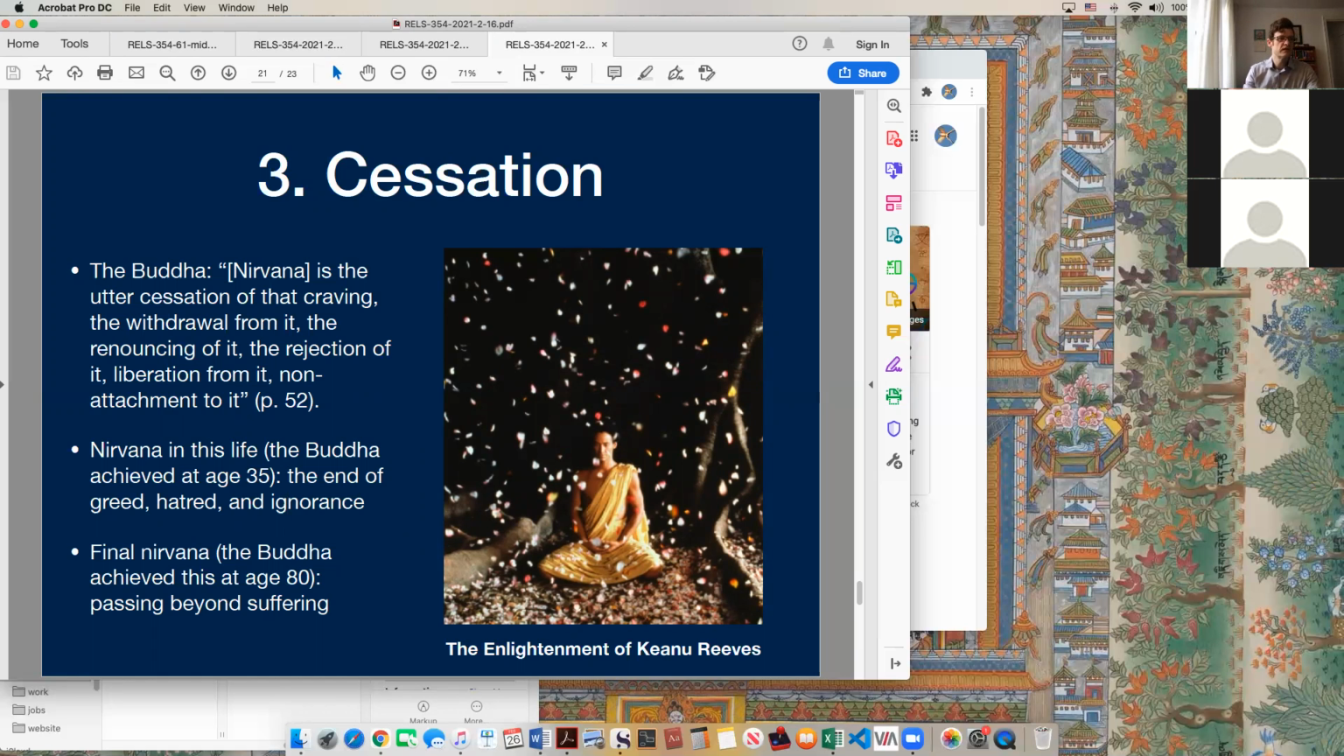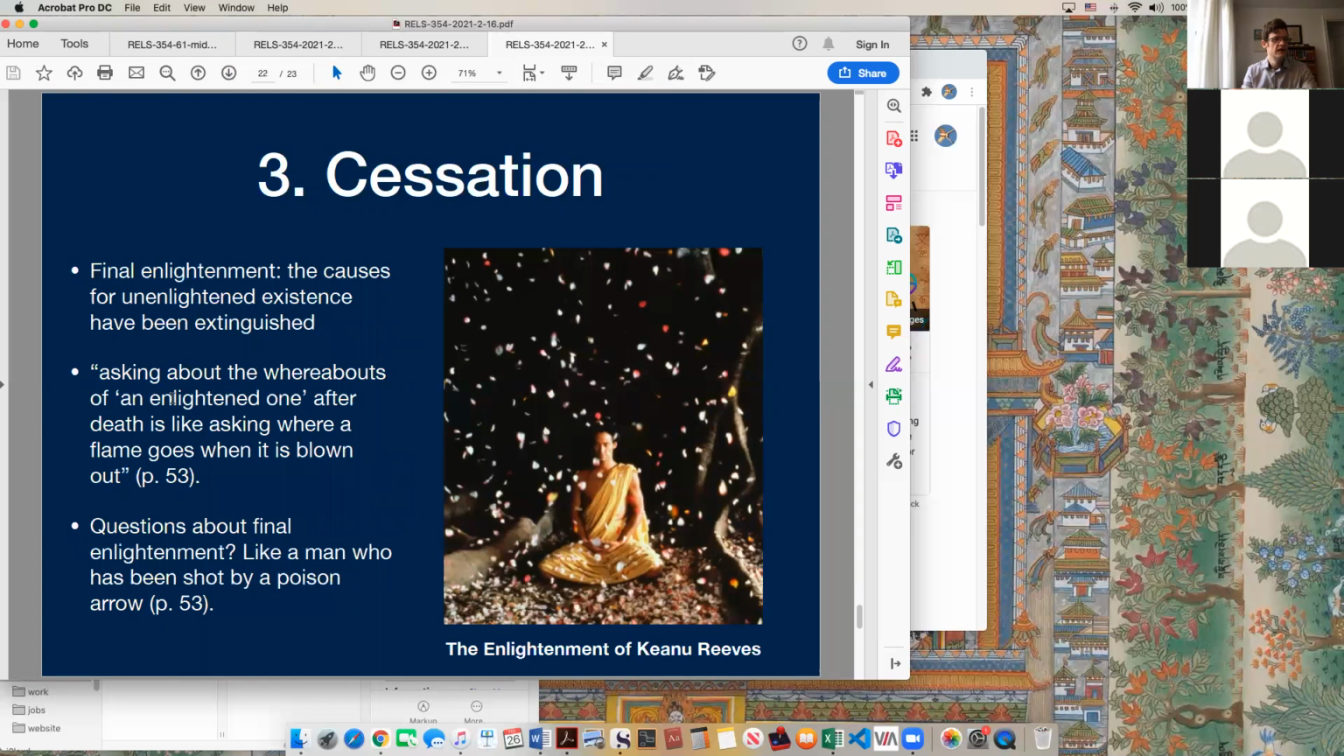He's really beyond suffering. The cessation of craving, withdrawal from it, renunciation of it, liberation from it, non-attachment to it. So after that, he's gone, like blowing out the candle. We talked about that. I think Stephen and I had an exchange about that. So that would be the final enlightenment.